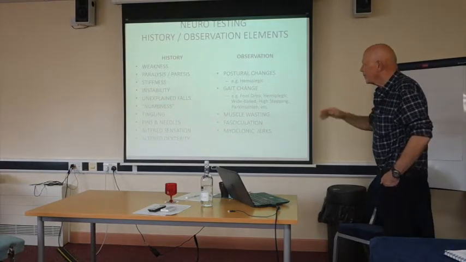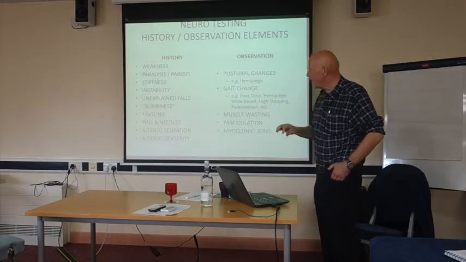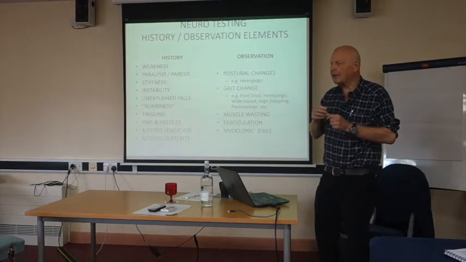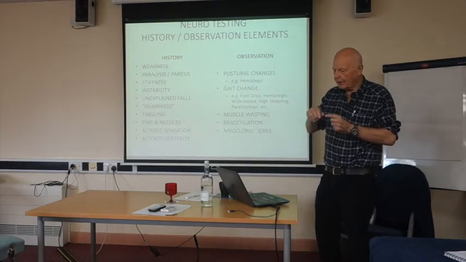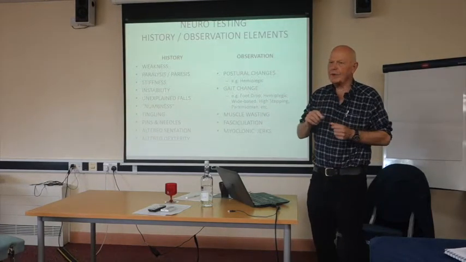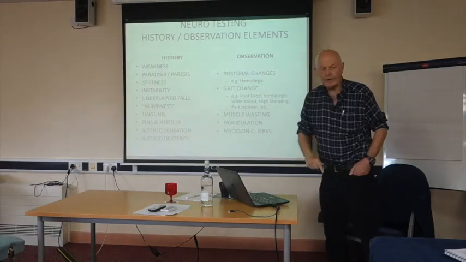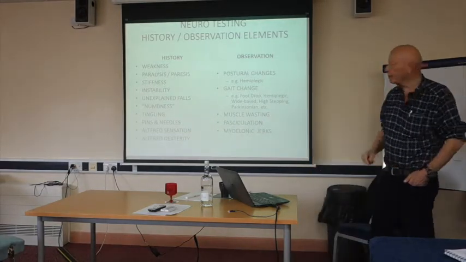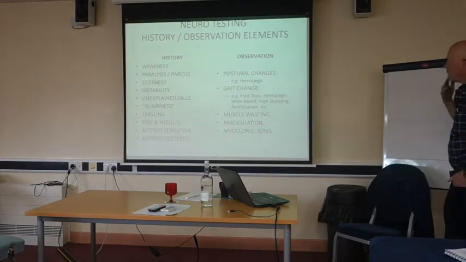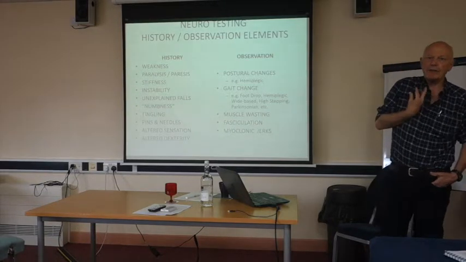But anything in terms of altered sensation, and going along with that, altered dexterity: I can't seem to do a button up, or I used to be quite good at sewing, now I can't really direct the needle very well. Anything like that might indicate the need to do some kind of neuro test. Observation: postural changes, like I was saying before about that hemiplegic thing.